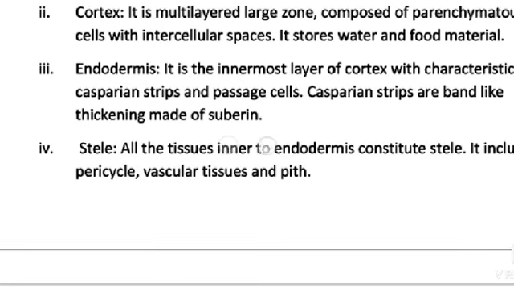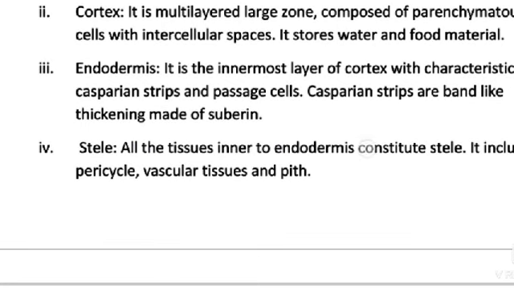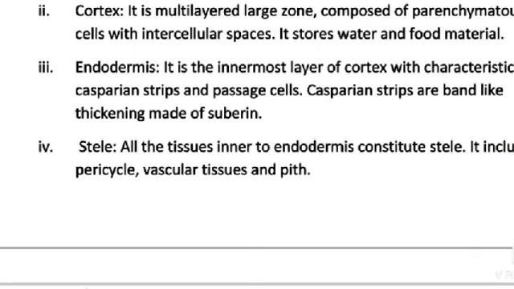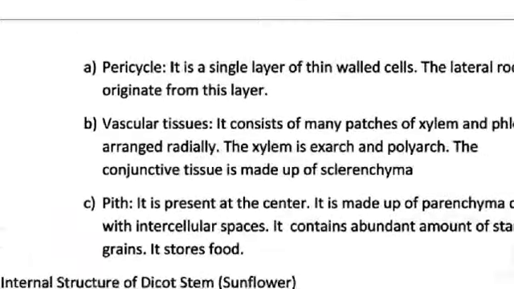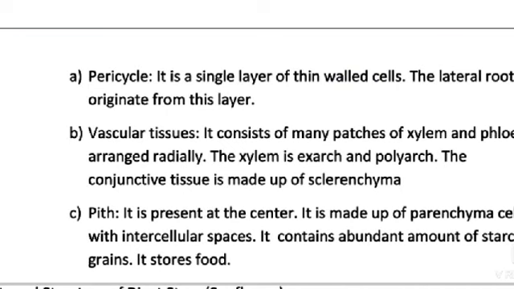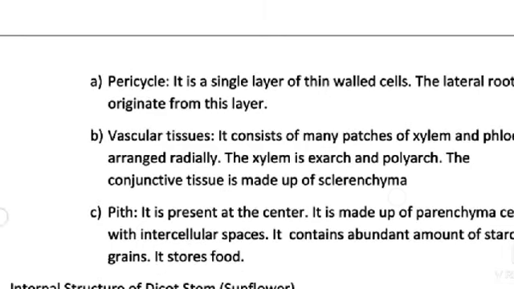Stele. All the tissue inner to the endodermis constitutes the stele. It includes pericycle, vascular tissue and pith. Pericycle. It is a single layer of thin-walled cells. The lateral root originates from this layer. Vascular tissue. It consists of many patches of xylem and phloem arranged radially. The xylem is exarch and polyarch. The conjunctive tissue is made up of sclerenchyma.